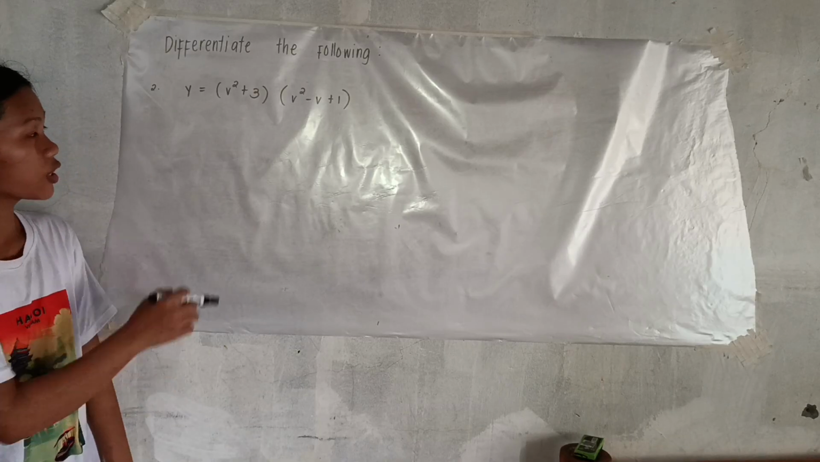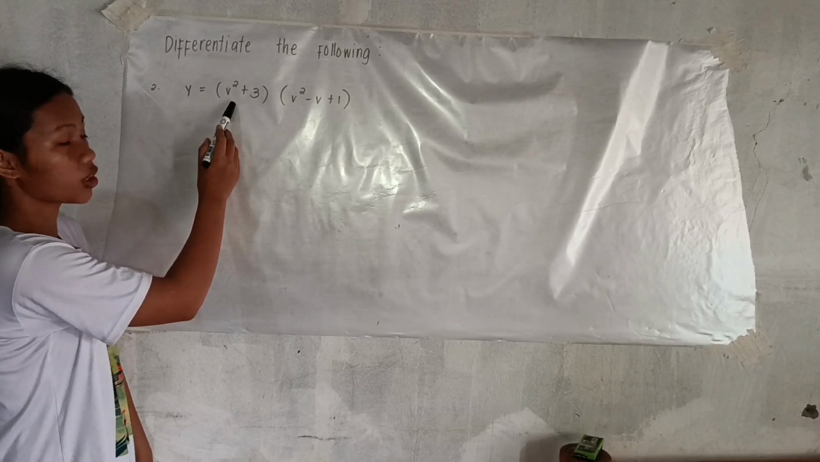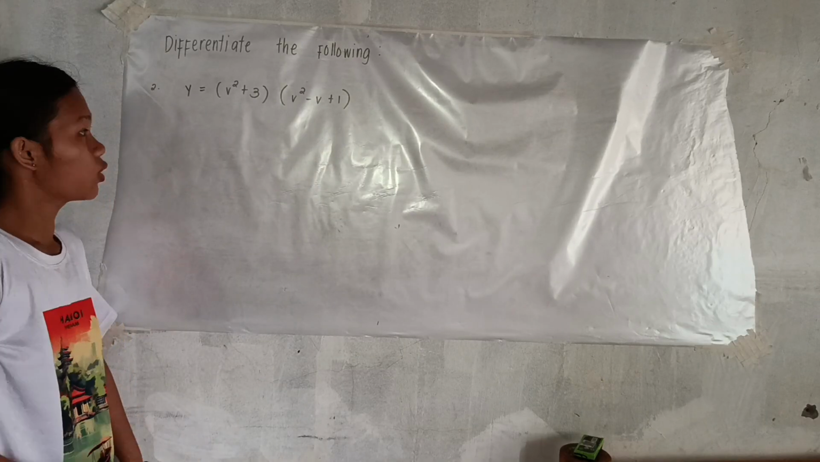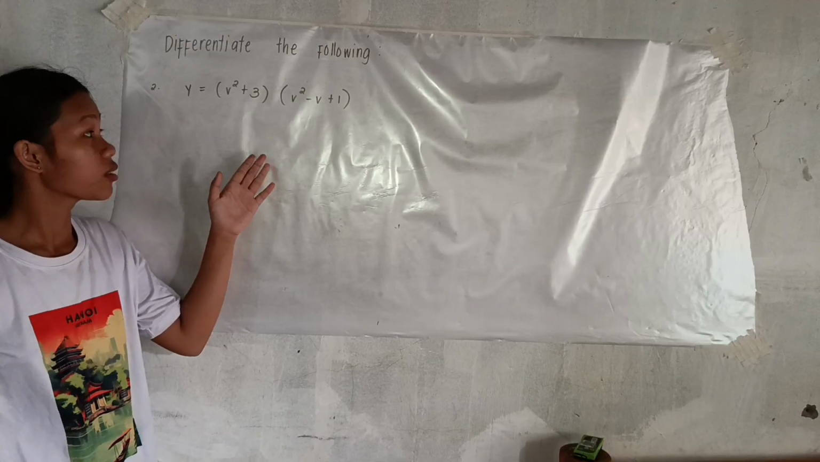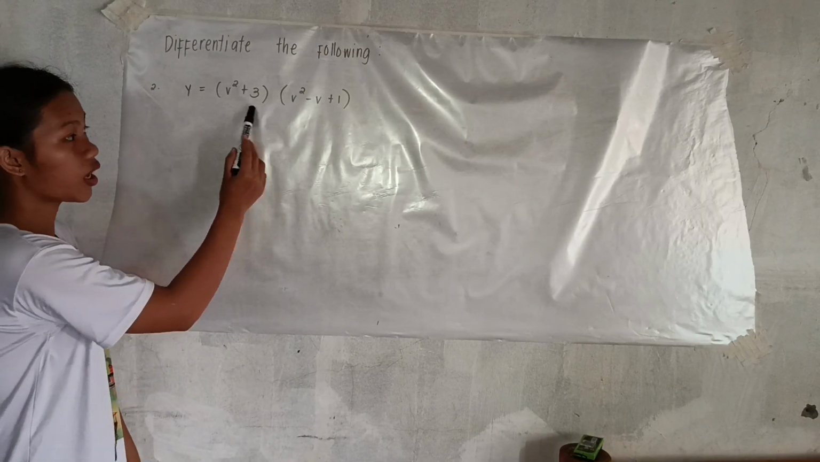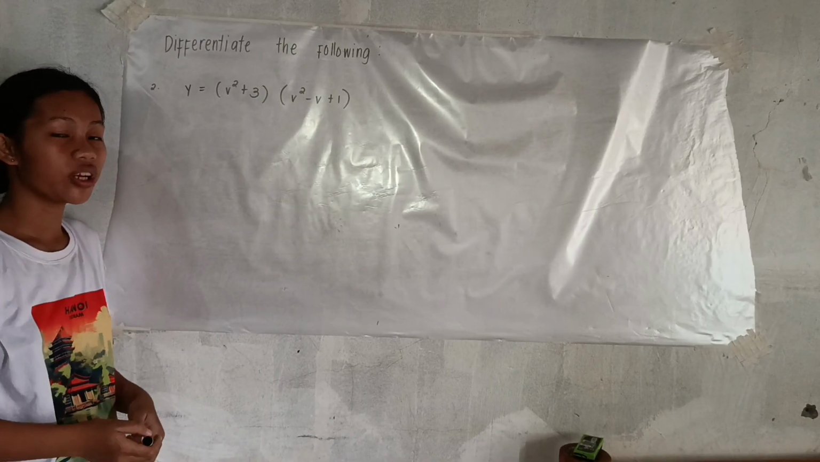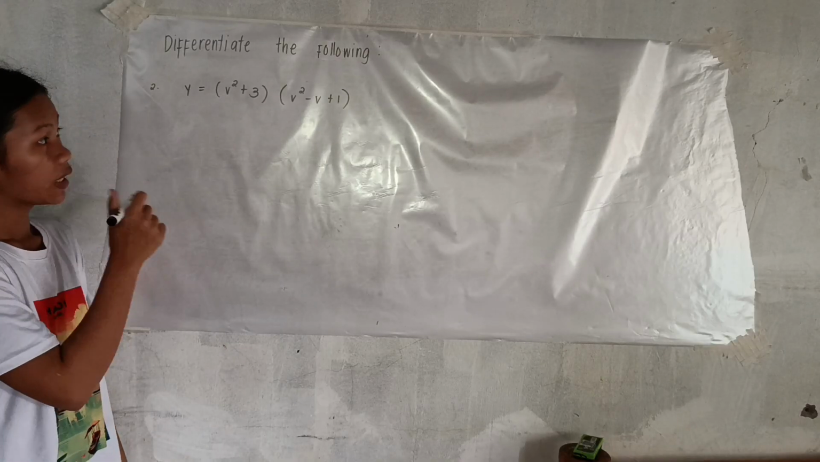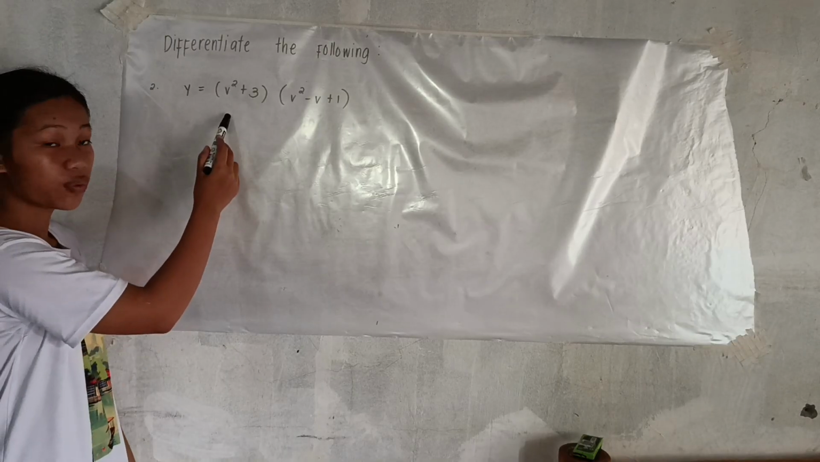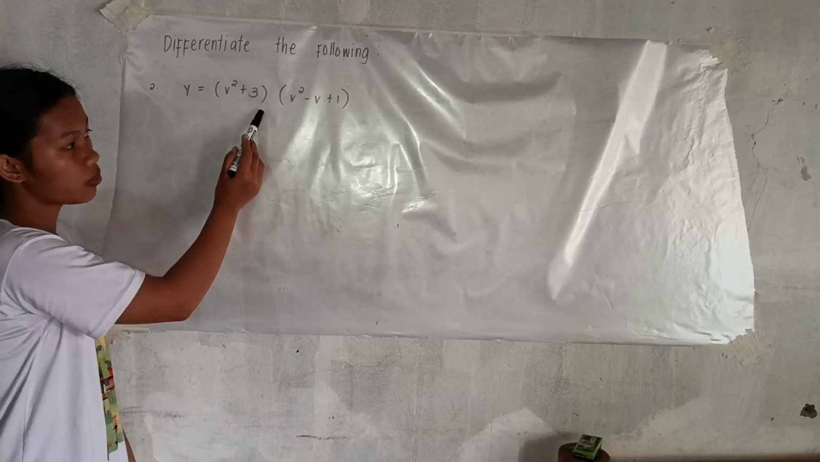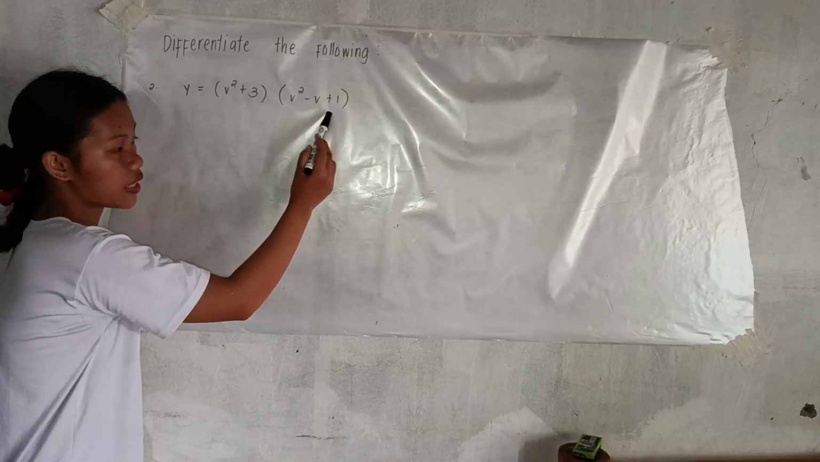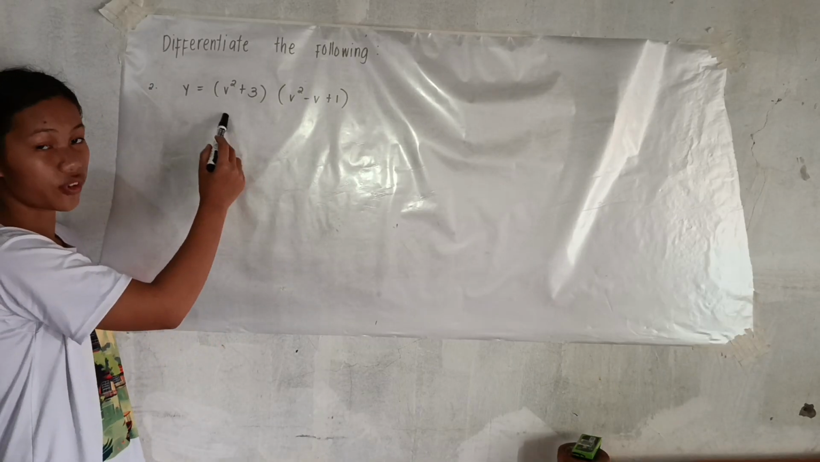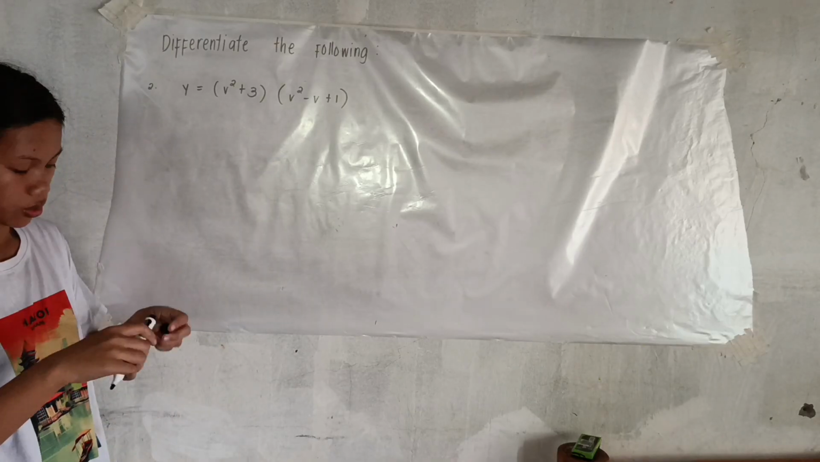Number 2, we have the function y equals quantity v squared plus 3 times quantity v squared minus v plus 1. So, as you can see, ma-apply din nato diri ang product rule kay involved man siya og duha ka functions. So, sa product rule, gi-state dito nga para makuha daw ang derivative, ang atong buhaton is to copy the first term times the derivative of the second term plus copy the second term times the derivative of the first term. So, mao na siya ang product rule. So, ato siya i-apply.